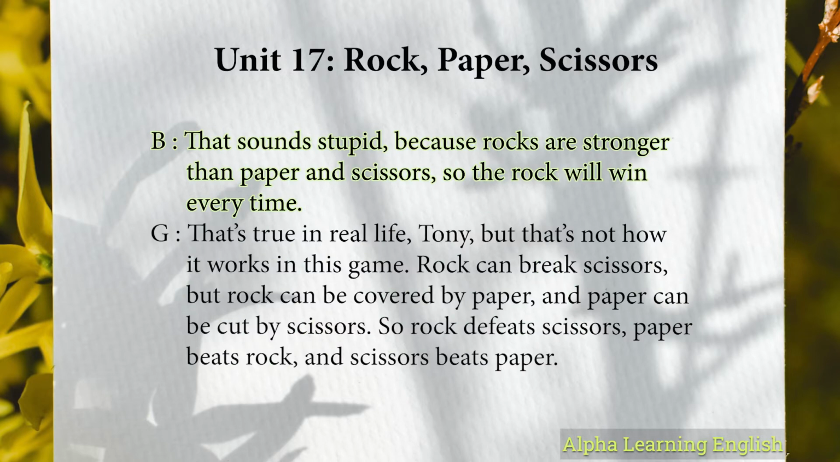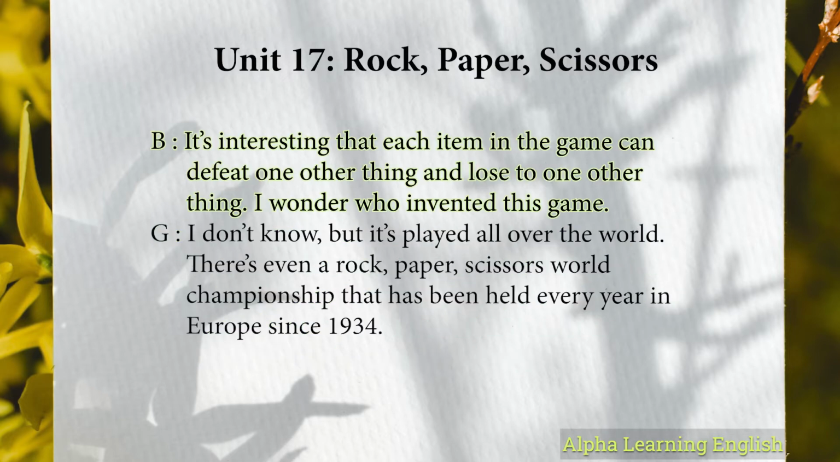That sounds stupid because rocks are stronger than paper and scissors, so the rock will win every time. That's true in real life, Tony, but that's not how it works in this game. Rock can break scissors, but rock can be covered by paper, and paper can be cut by scissors. So rock defeats scissors, paper beats rock, and scissors beats paper. It's interesting that each item in the game can defeat one other thing and lose to one other thing.